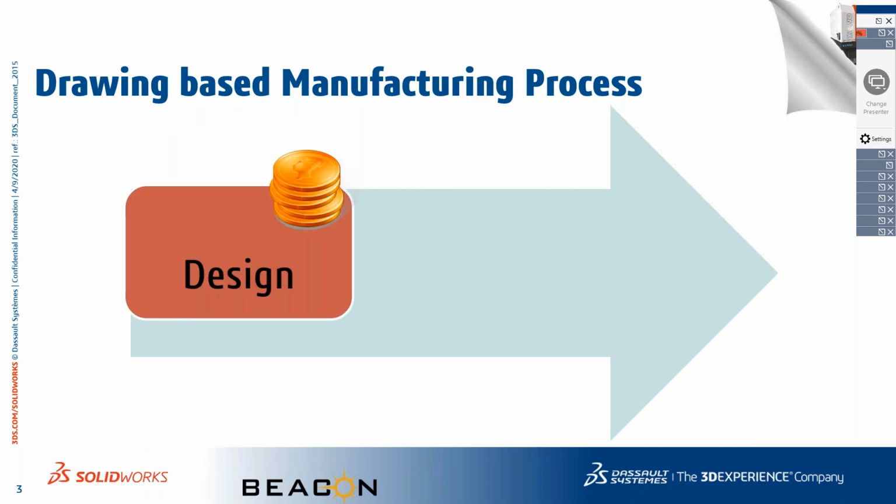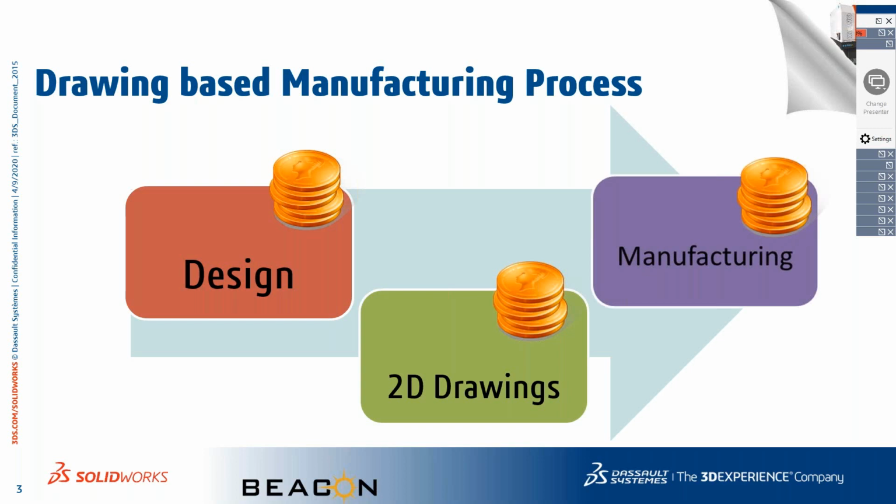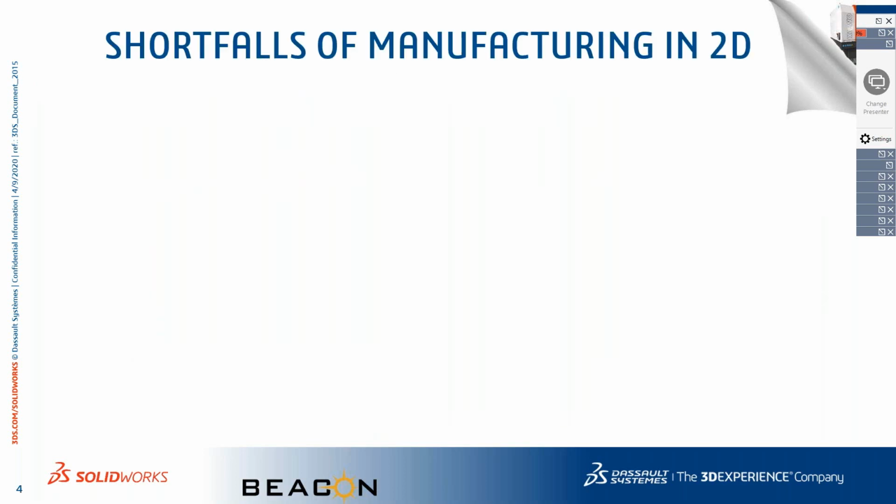Let's see how our design and manufacturing process is in the current market. We design in 3D, we go back to 2D drawings for conveying our designs, and then we go for manufacturing from the 3D designs. This has been the usual method that has been going on for quite some time. Nothing is wrong with the process, but there are a few shortfalls.